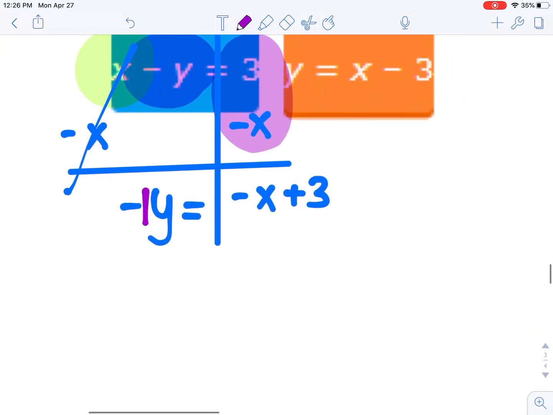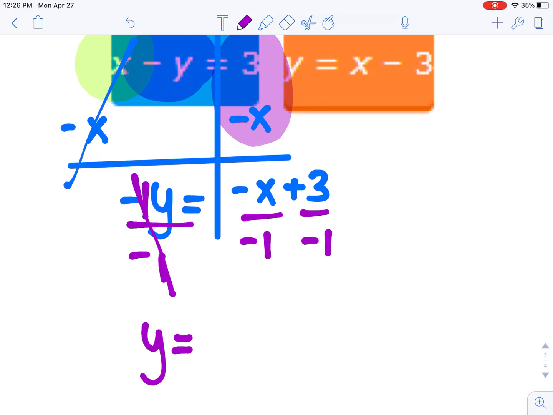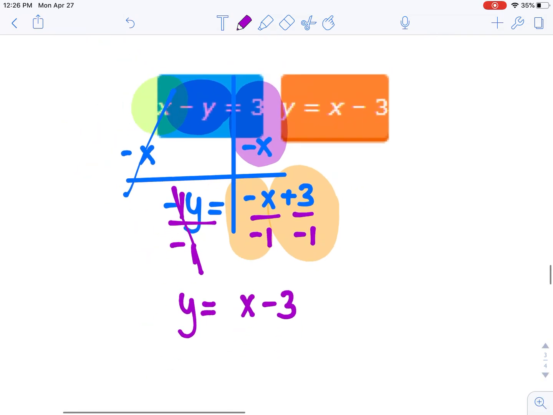Now in front of the y is really a -1. So we want to divide everything by a -1. That will get our y by itself. Now over here, a negative divided by a negative is a positive. So we have a positive x. And then for the next one, 3 divided by -1 is -3.